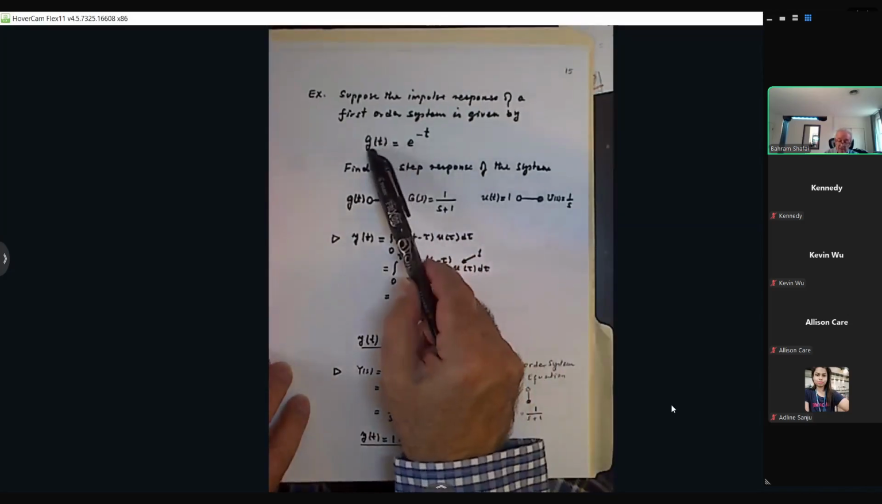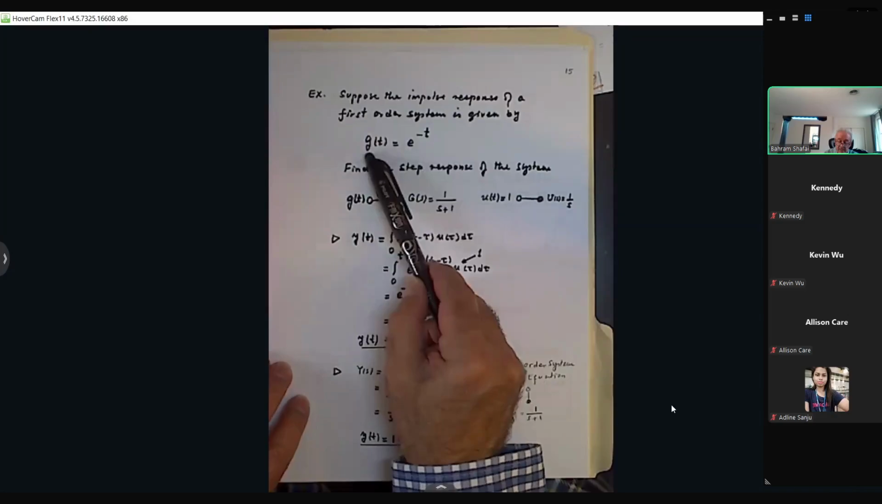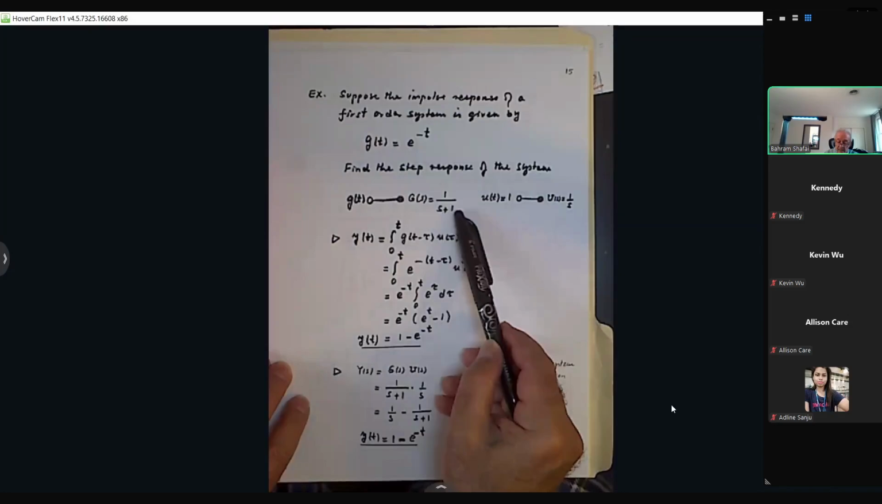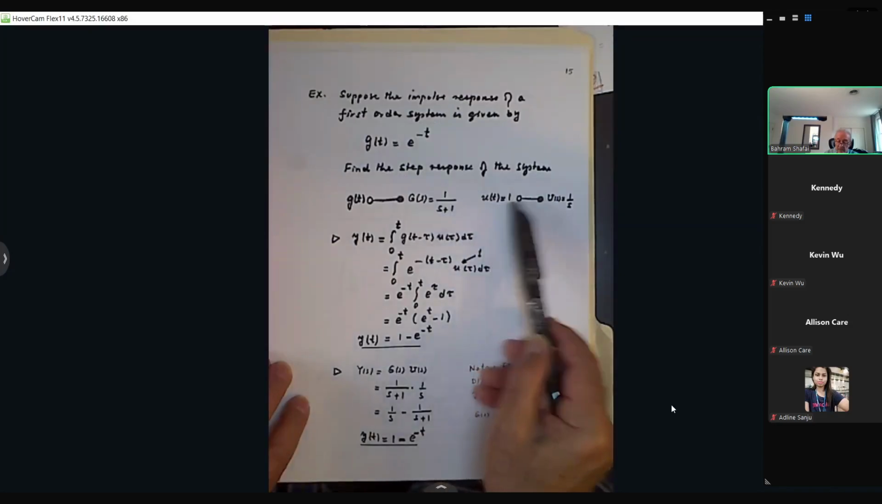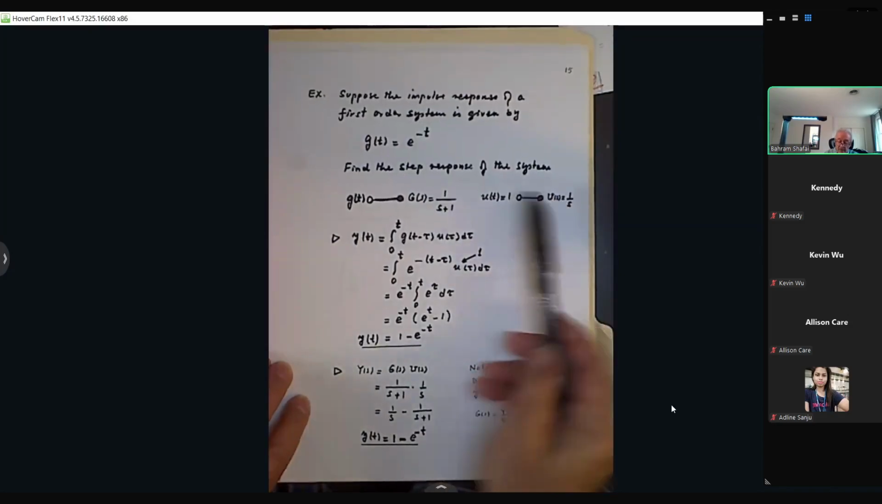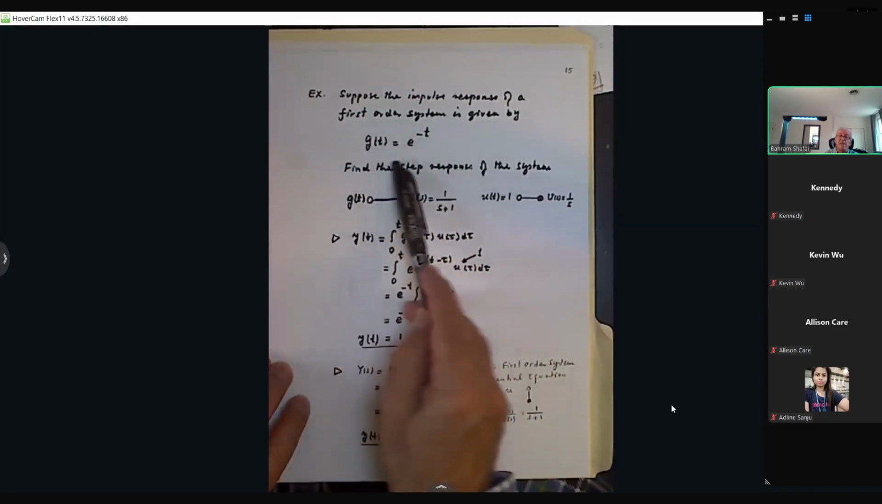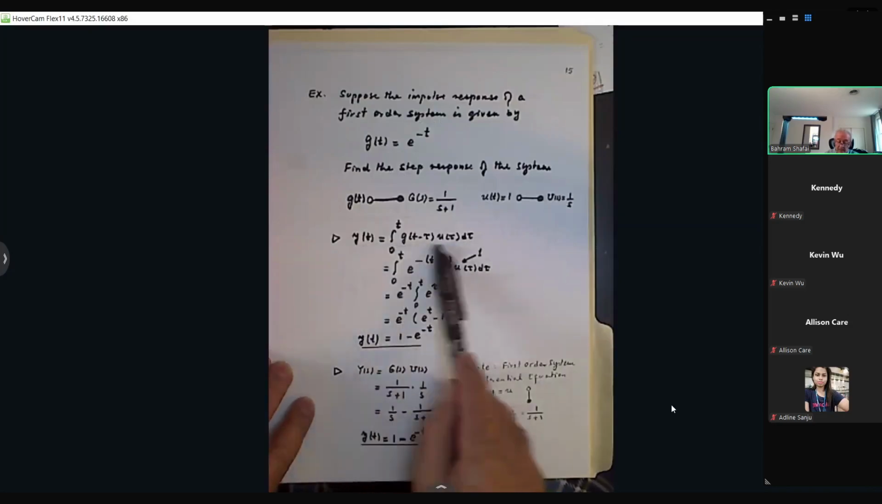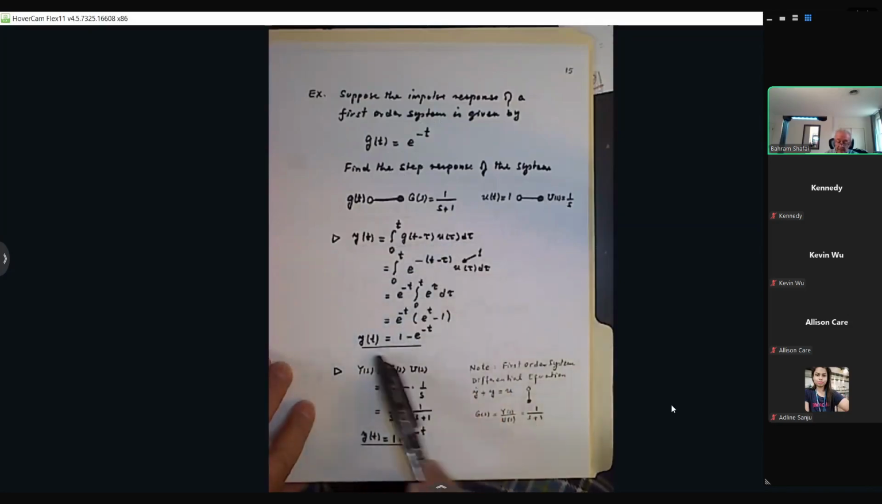If I have the impulse response e to the power minus t given, then you can find the transfer function, 1 over s plus 1. If u of t is equal to 1, you have 1 over s. There are two options you have. Either you can directly substitute this e to the power minus t in the time domain, integrate, and get 1 minus e to the power minus t.